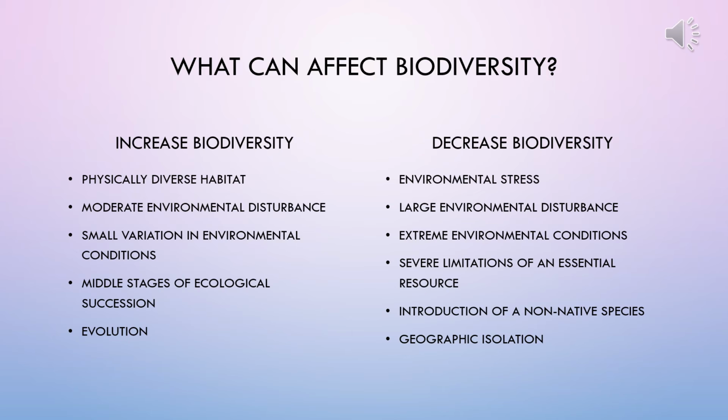Decreasing biodiversity comes from large amounts of environmental stress, large environmental disturbances that destroy major pieces of the ecosystem, extreme conditions where it's very hard to tell whether it's going to be hot or cold, severe limitations of an essential resource, taking away those factors that allow them to reproduce and survive, the introduction of non-native species, and geographic isolation. All of those things impact biodiversity negatively.